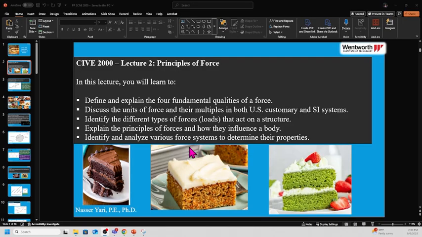All right, in this lecture, we're going to learn to define and explain the four fundamental qualities of force. So we're going to talk about force. That's all the whole lecture is. And talk about the unit of force and their multiples, both in the U.S. Imperial system and the SI system. Then we're going to talk about the different types of force and load on a structure. Then we're going to explain the principles of force and how they influence the body, and then we're going to do some analyzing work with it.